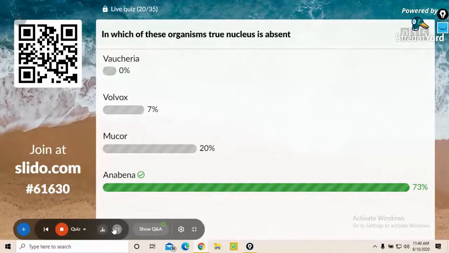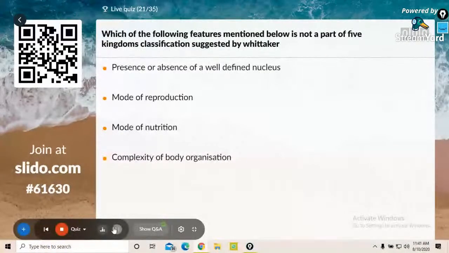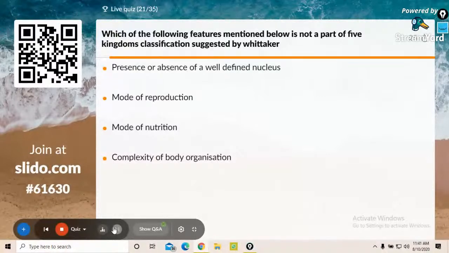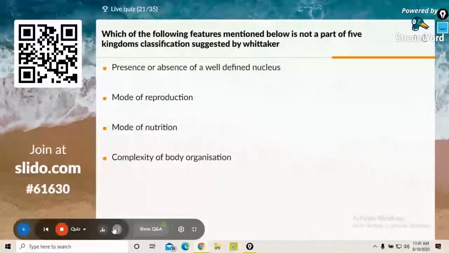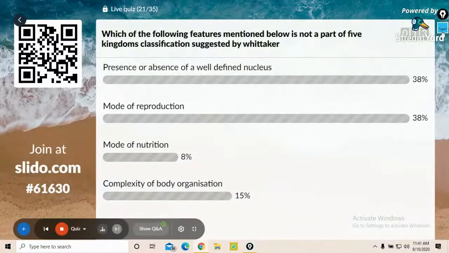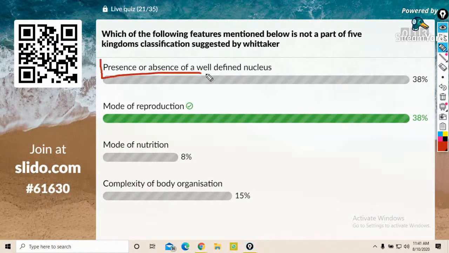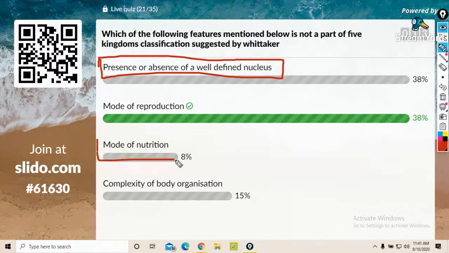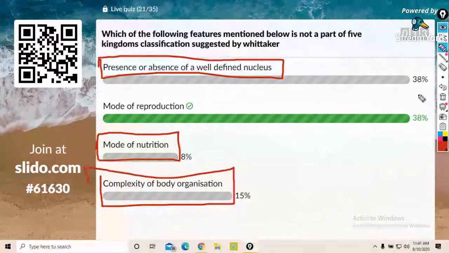21st question on the screen, after which you have the third leaderboard. Which of the following features is not a part of the five kingdom classification suggested by Whittaker? Presence or absence of a well-defined nucleus, mode of nutrition, mode of reproduction, complexity of body organization. The number of students attending the test reduced to 13. He took whether the organism is prokaryote or eukaryote, heterotrophic or autotrophic, and complexity of the organism. He didn't take mode of reproduction.